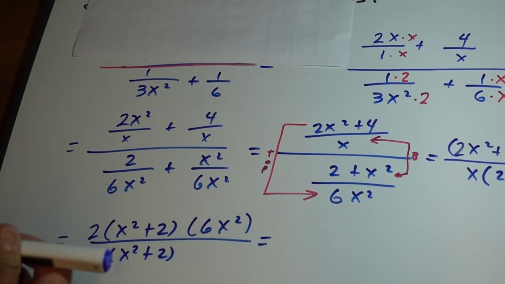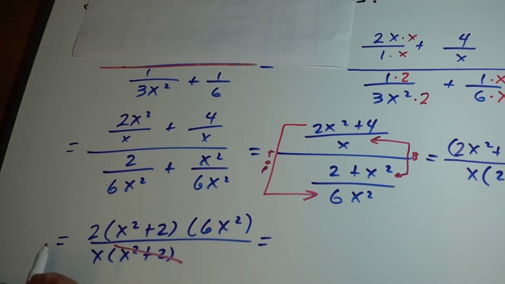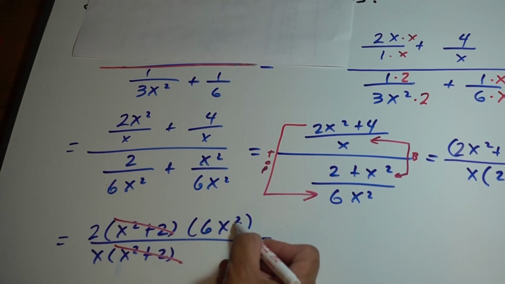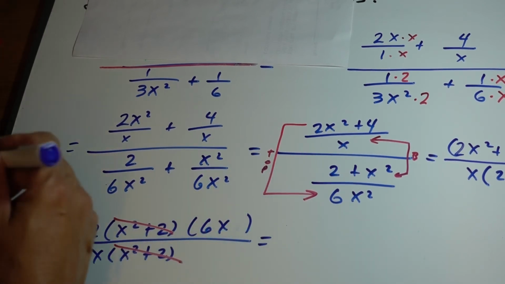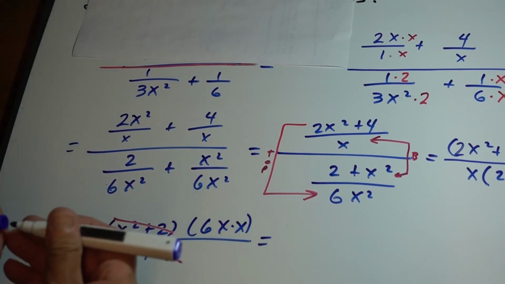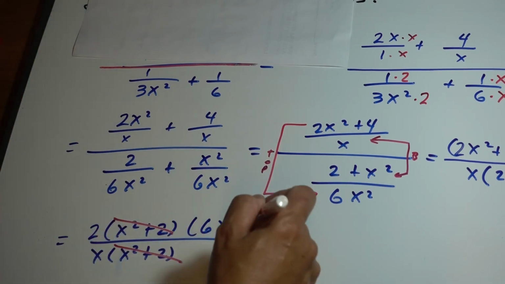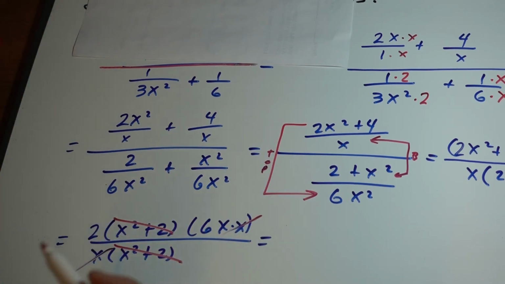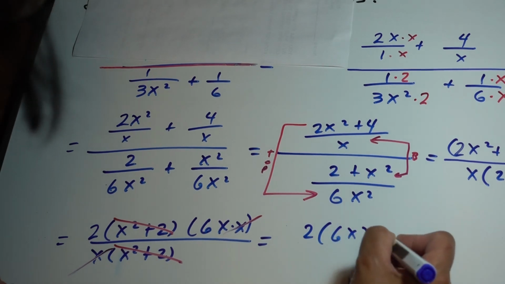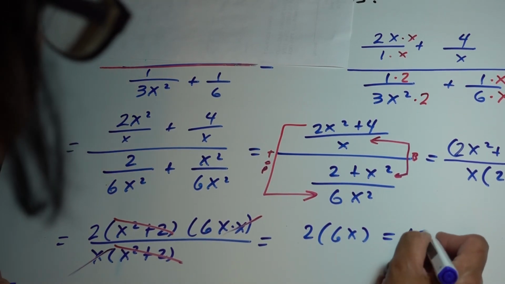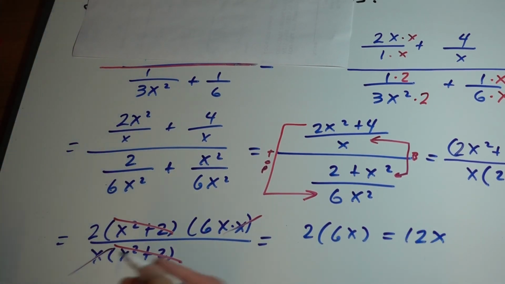Now let's simplify this. This x squared plus 2 cancels with this one. This x we can write as x times x, so you can see very clearly why we're going to eliminate one of the x's. So this x is going to cancel this one. You end up with 2 times 6x, or 12x. The bottom we have just 1. So the answer is 12x.